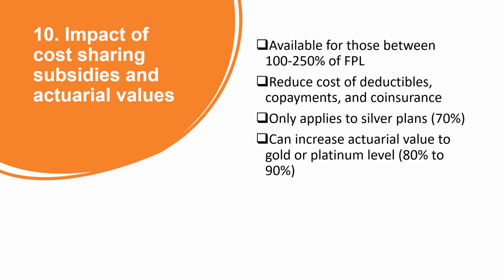And this again just applies to the silver plans, but the impact is that this can increase the actuarial value to a gold or platinum level, where the insurance company and the taxpayer subsidies are covering somewhere between 80 to 90% of the cost.